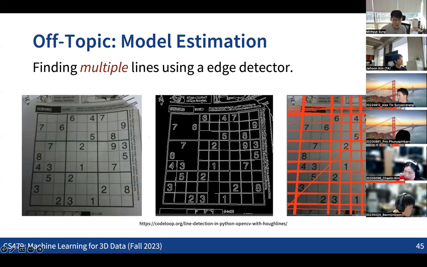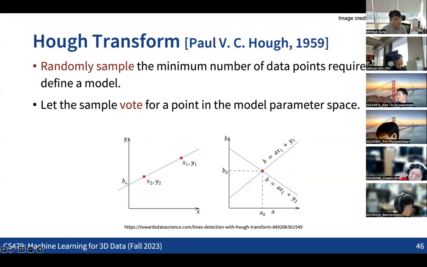For that, we can use the idea of the Hough transform. The main idea of the Hough transform is the same in that we randomly sample points. As we did in the RANSAC case, we randomly sample a pair of points so that we can populate candidates of the models, right? We are drawing multiple lines by just taking 2 points.